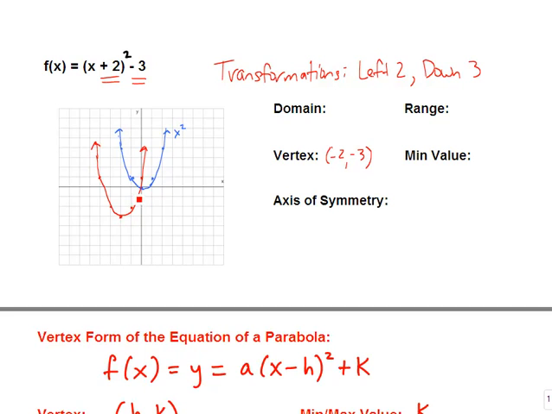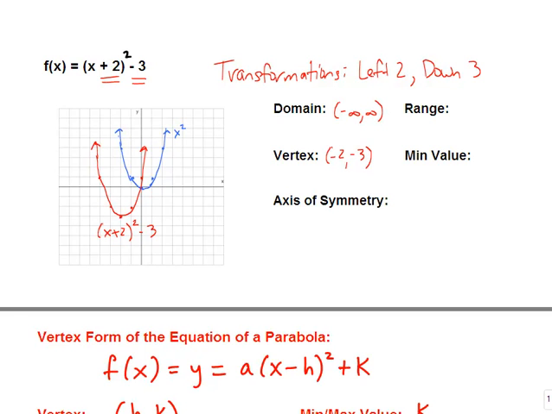So here's my new graph, the one in red. This is that x plus 2 squared minus 3. The domain of this parabola isn't going to change. The domain of every single quadratic is always all reals. There's no restrictions on what x can be.